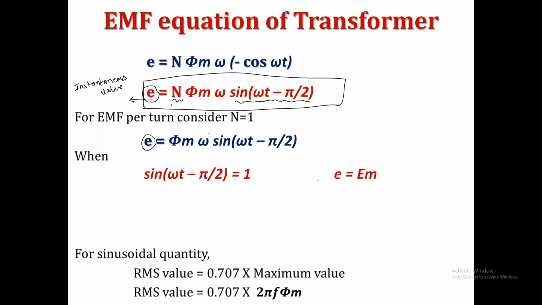Get it my point? When this sin(omega t minus pi by 2) is equal to 1, at that time E has its maximum value, and the maximum value we are going to represent by Em. Em stands for maximum value of induced EMF. So when I put this equal to 1, then this is nothing but Em, and this Em is nothing but phi m omega.